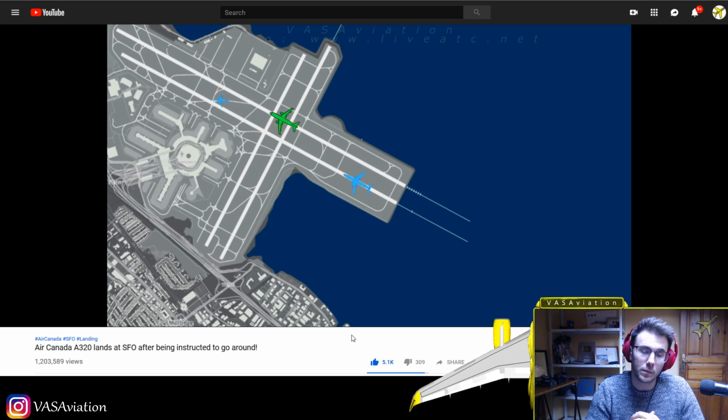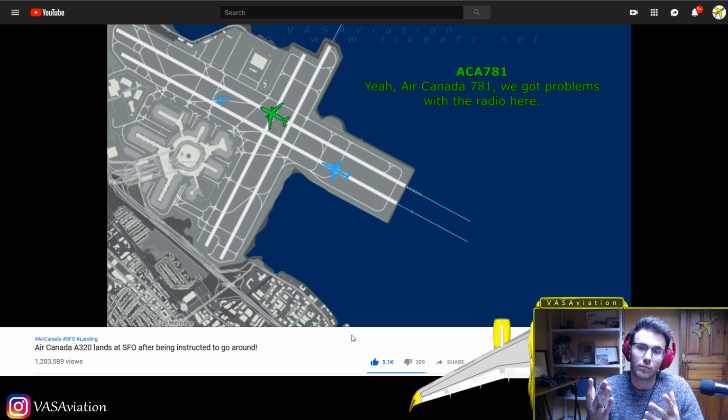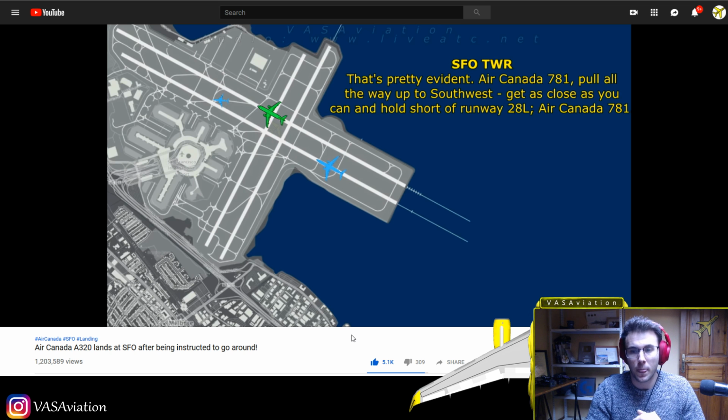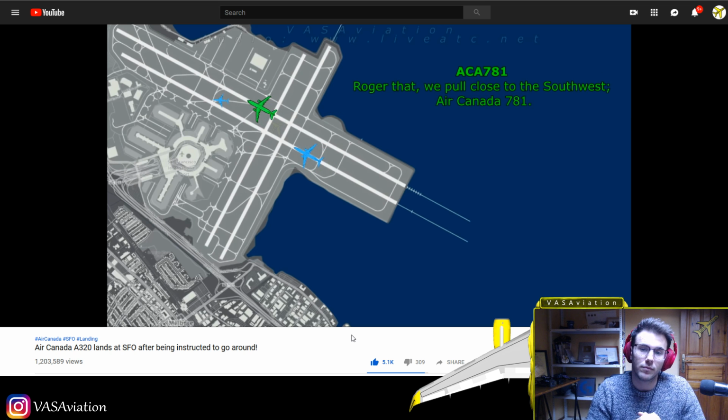Second call. Air Canada 781, tower. Third call. Yeah, I got 71 is coming with the radio here. Back. That's pretty evident. Air Canada 781, pull all the way up to the southwest, get as close as you can, and hold short of runway 28 left. Air Canada 781. Yeah, check that. Go to the southwest here, 71.